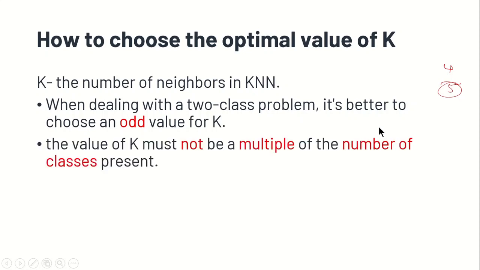Then another guideline is that the value of K must not be a multiple of the number of classes present. For better results, we have to follow these rules. I have taken 4, and that's a wrong thing. It should not be 4 because it is a multiple of 2. We were talking about two classes, class 1 and class 2. So the K should not be a multiple of 2. It should not be 2 into n. So that is another guidance for selecting K.